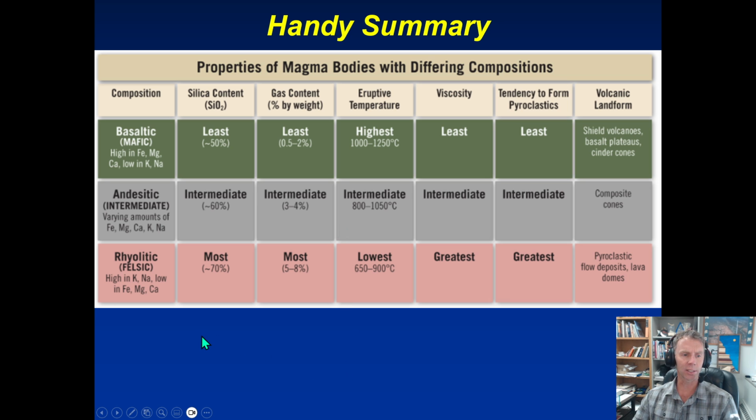And this is a great summary. This is a great diagram to start with. So let's work through this and make sure we understand this, because this really does explain so much about why we have different types of volcanoes and different types of eruptions. So let's work through this. Let's talk about the rows first, and then we'll work through it column by column. So 3 different rows here.